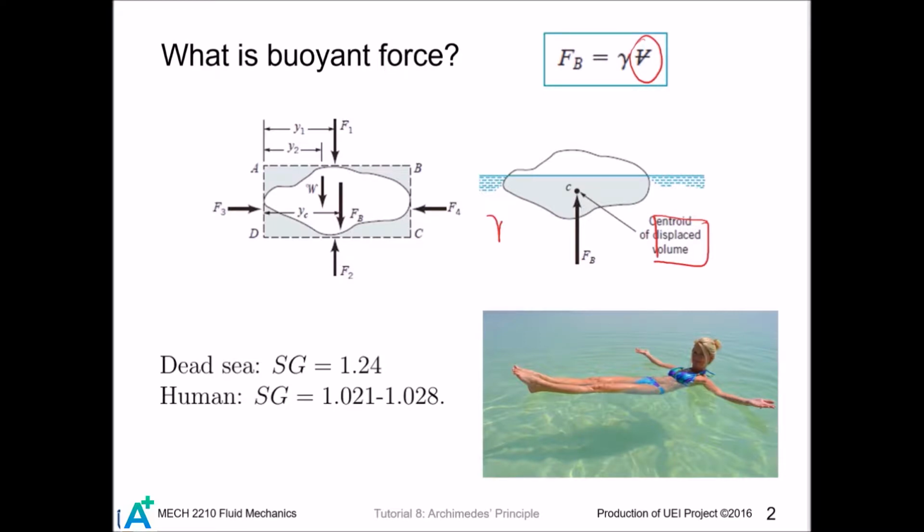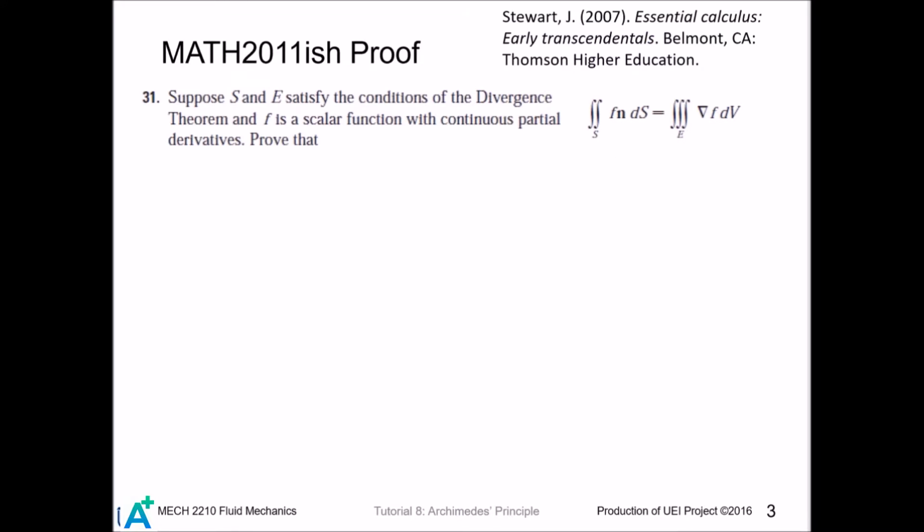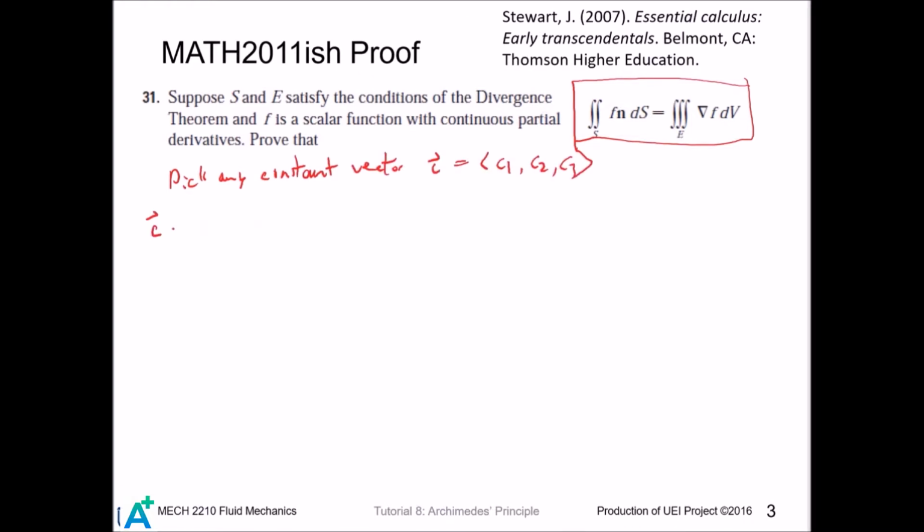The book has provided a force balance method to find the buoyant force. Now we use another method to prove Archimedes' principle. First, we show that this formula is true. So we start by picking a constant vector c, and the constant vector goes inside.